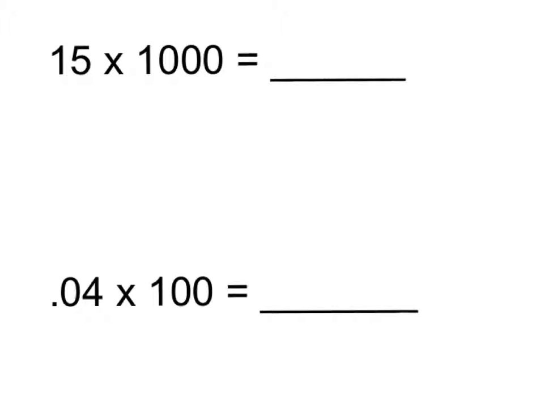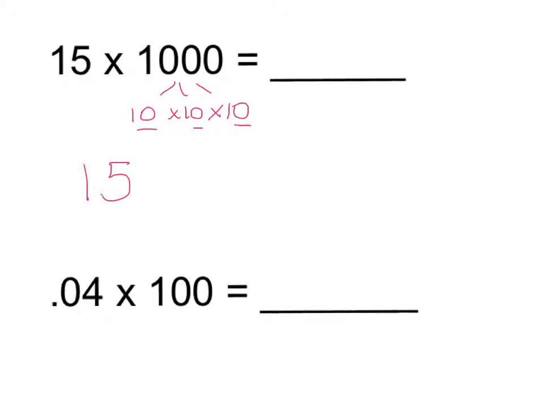Here are a couple problems where we're going to use the powers of 10 to solve some multiplication problems. We're going to need to remember that moving the decimal place to the right is the same thing as multiplying by 10. So here we're going to start with 15 times 1,000. Now I know that 1,000 is actually made up of 10 times 10 times 10, 3 groups of 10. So I'm going to use that to help me solve.